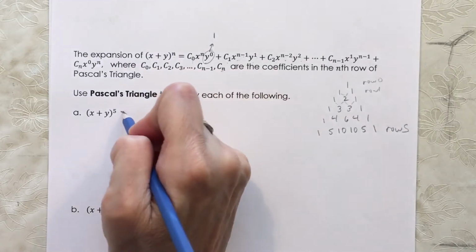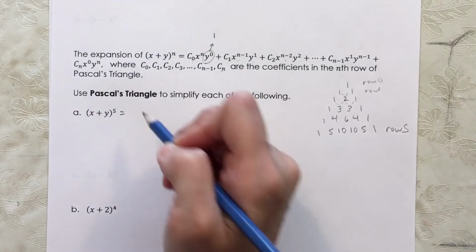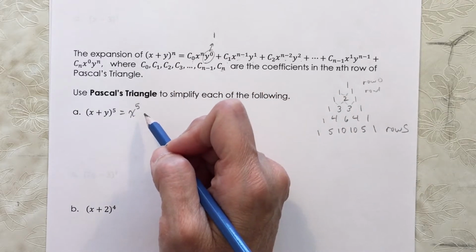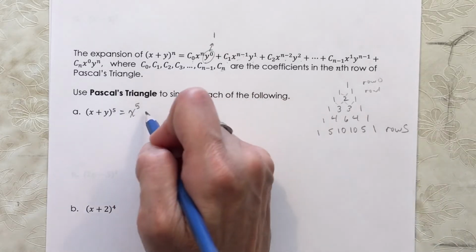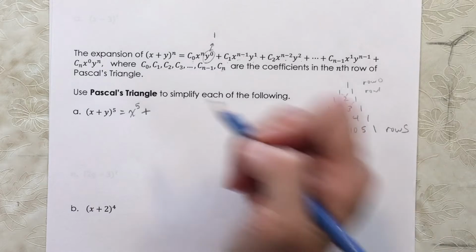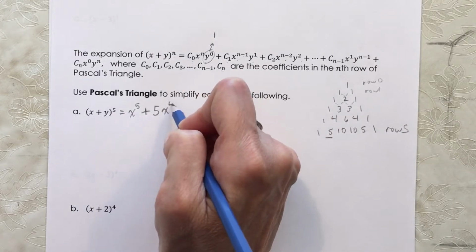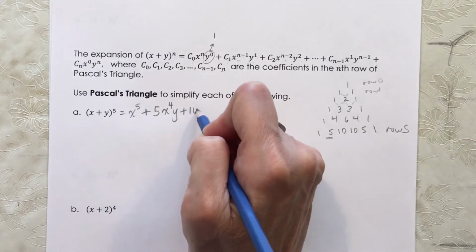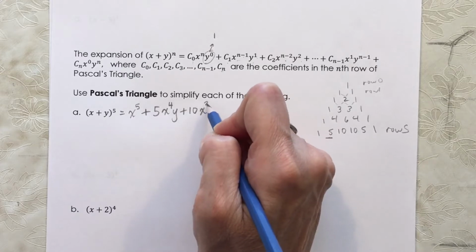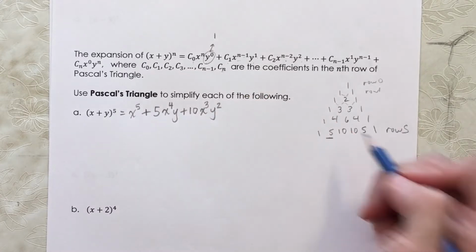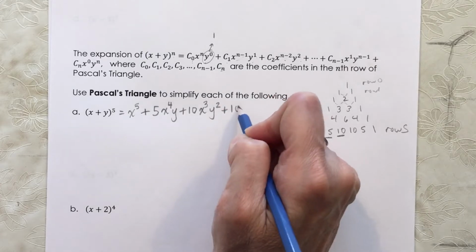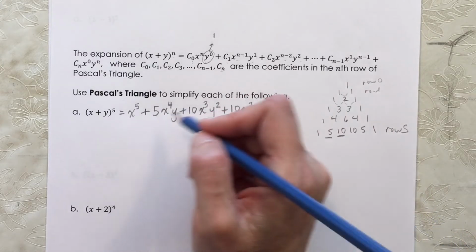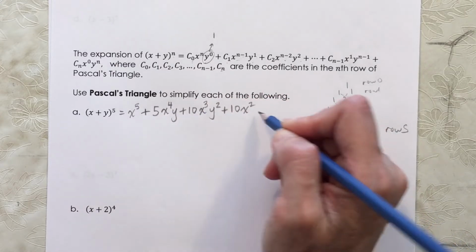So (x + y)^5 should start off with a 1, which I don't really need to show, x to the power of 5, y to the power of 0. And again, I don't need to show y to the power of 0 because that ends up being 1. Plus, second number in row 5, 5 x^4 y^1. Plus 10 x^3 y squared, plus another 10 x squared. So again, the exponent on x is reducing by 1 each time, and the exponent on y is increasing by 1 each time.